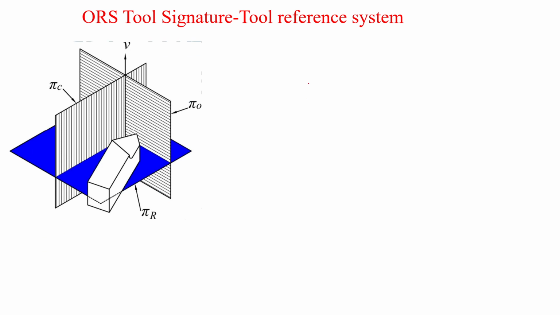See, in the ORS system, we have 2 other planes. This is the reference plane. The blue one is the reference plane, which you have already seen. Now we have two more planes. One is the pi c, which is the cutting plane, and one is the pi naught, which is the orthogonal plane.